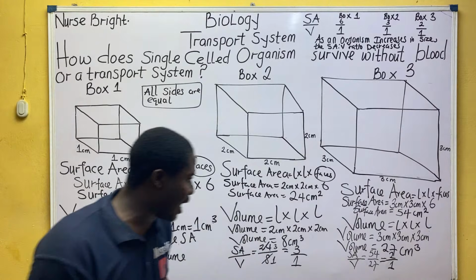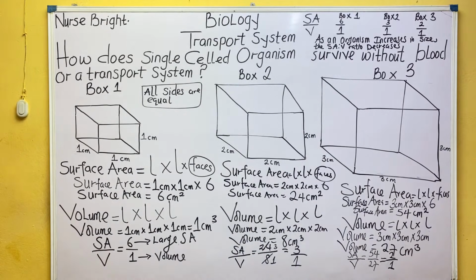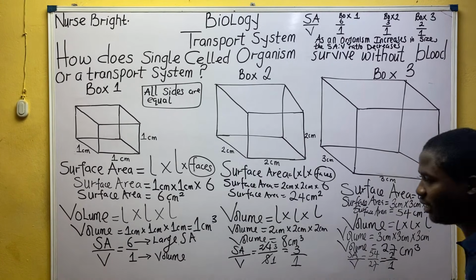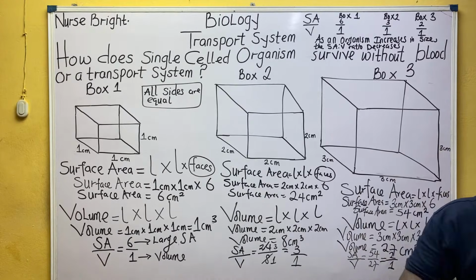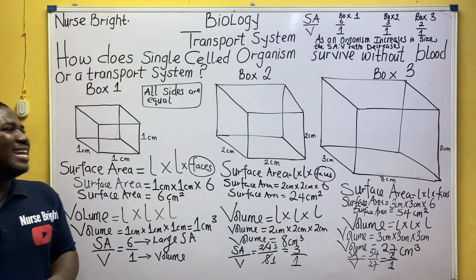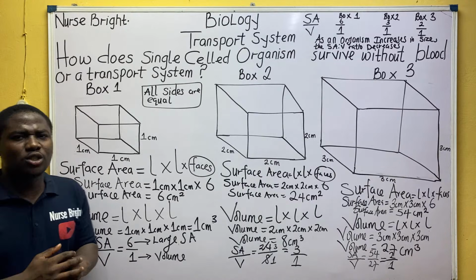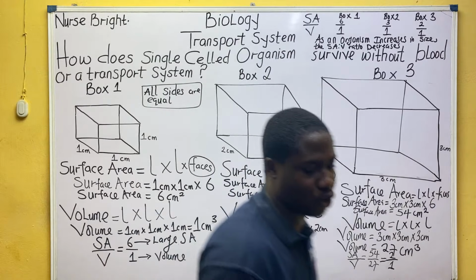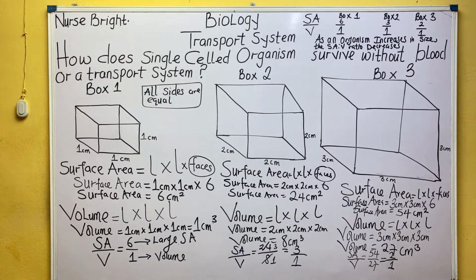So my point is this, class. In summary, you have to understand that as an organism increases in size, there is a problem that results in the organism with basically getting nutrients, most especially in simple organisms. So all this must be noted. And let's get into more other information we need to learn as far as this topic is concerned. So let us move further.